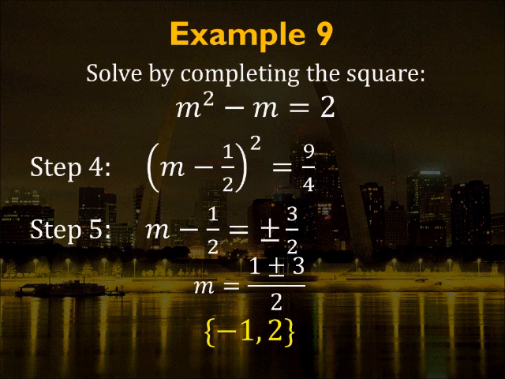Now, you might have noticed that if you just subtract 2 from both sides and you factor, you will get m plus 1 times m minus 2 equals 0. So, this is just another way to solve a problem. If it tells you to complete the square, complete the square. If it doesn't, then you are free to solve problems any way you want.